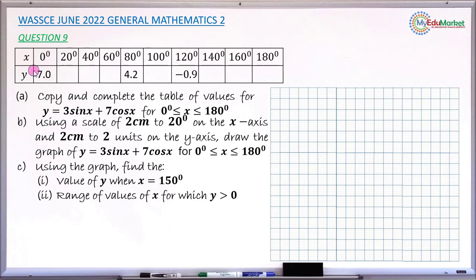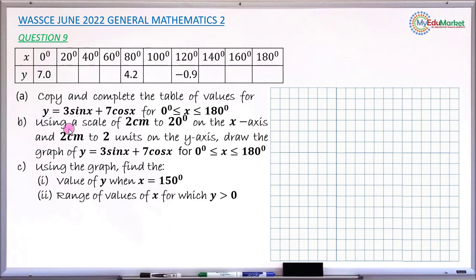This is the table. A few values of y are given. When x is 0 degrees, the value of y is given as 7.0. When x is 80 degrees, the corresponding value of y is given as 4.2. Similarly, when x is 120 degrees, the corresponding y is given as minus 0.9. So the missing values of y are what we are going to answer in this question A.